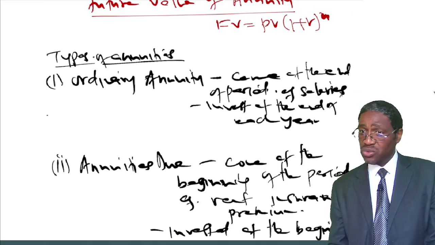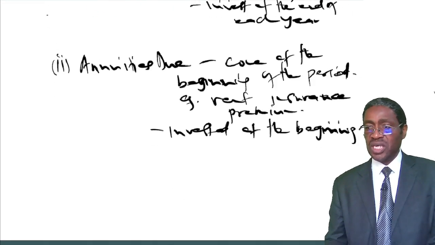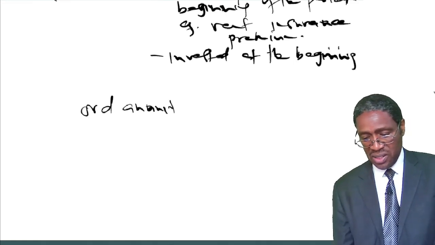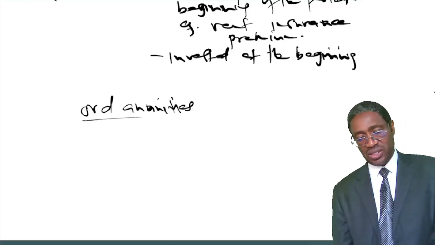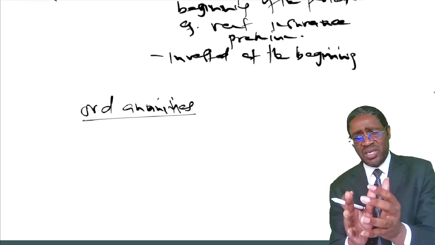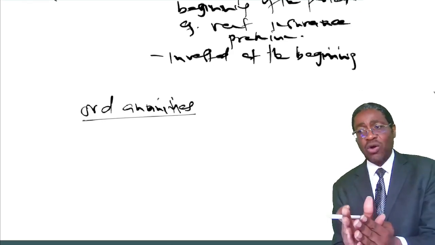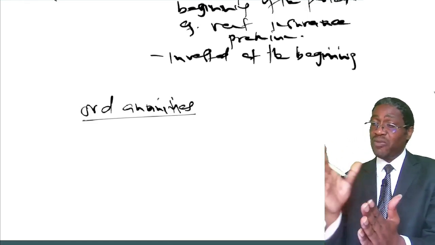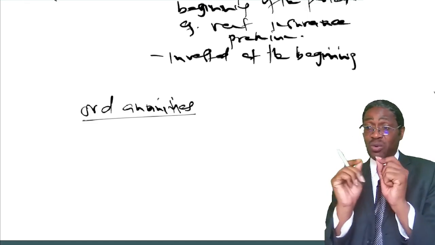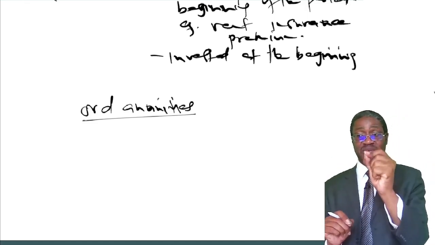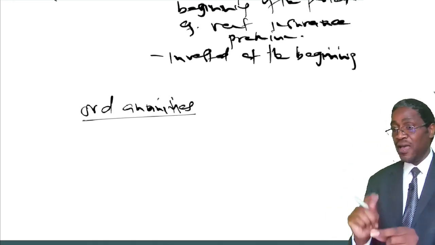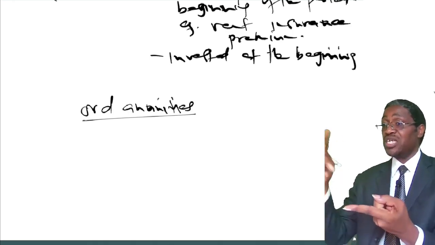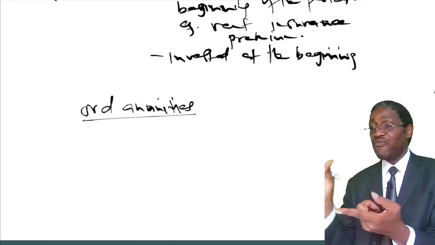Are you getting? That's what we are saying if you are dealing with ordinary annuities. What you invest at the end of year 1 will only earn interest for 4 years if the investment is for 5 years. What you invested at the end of year 2 will earn interest in year 3 and year 4 and year 5. Those are 3 years.